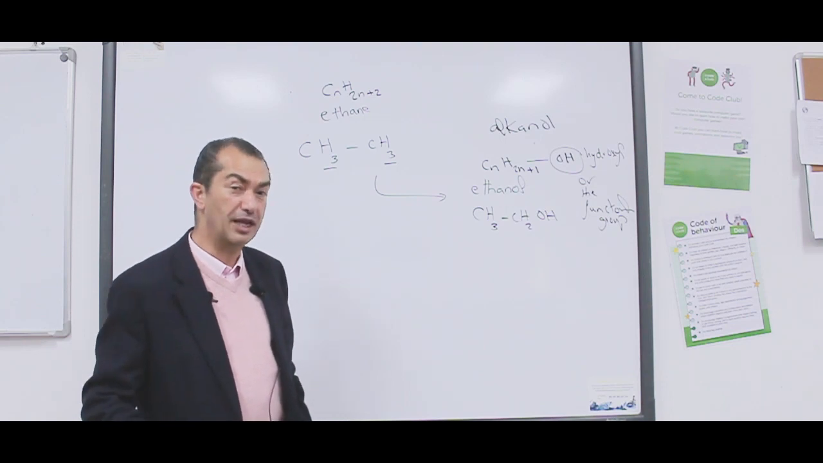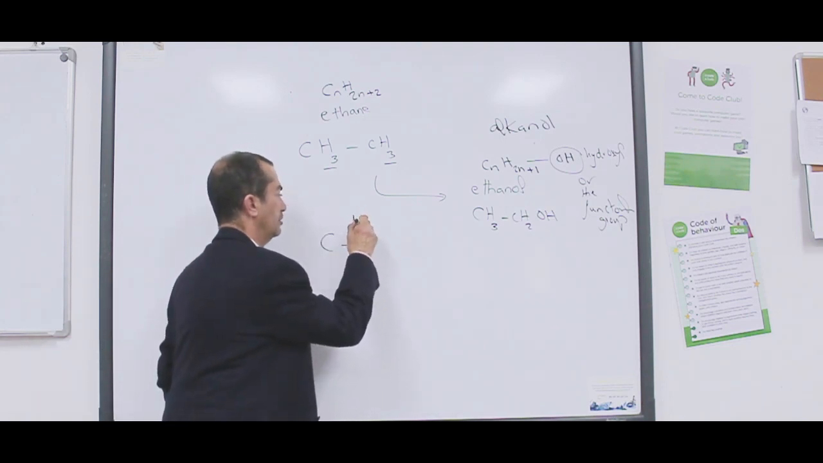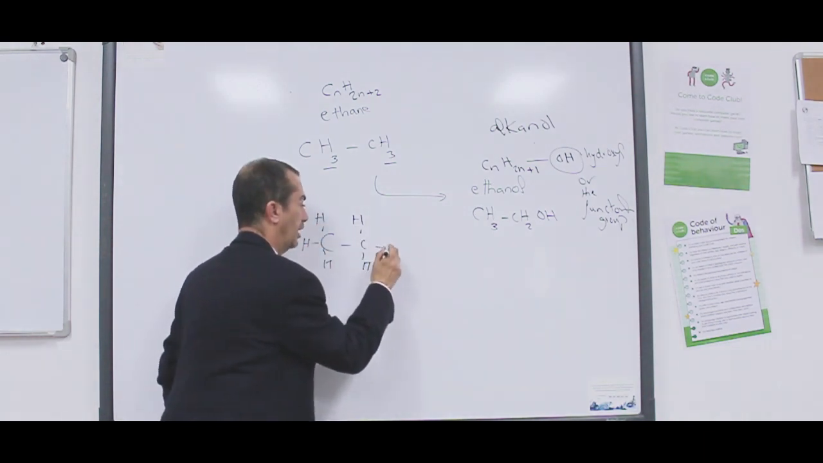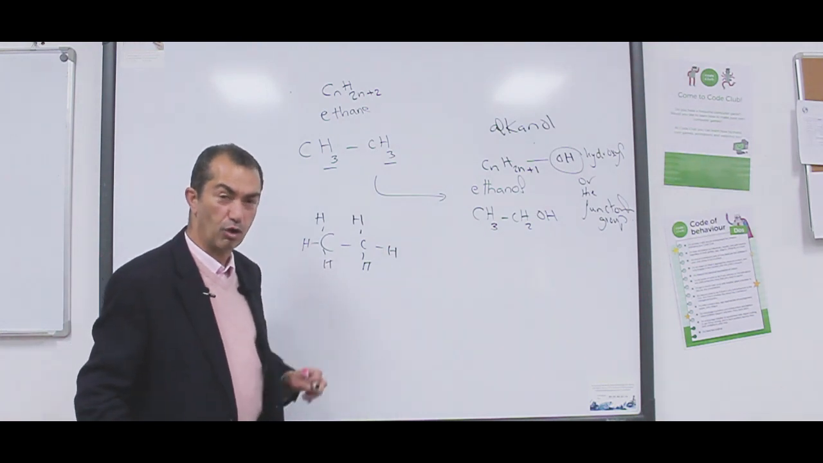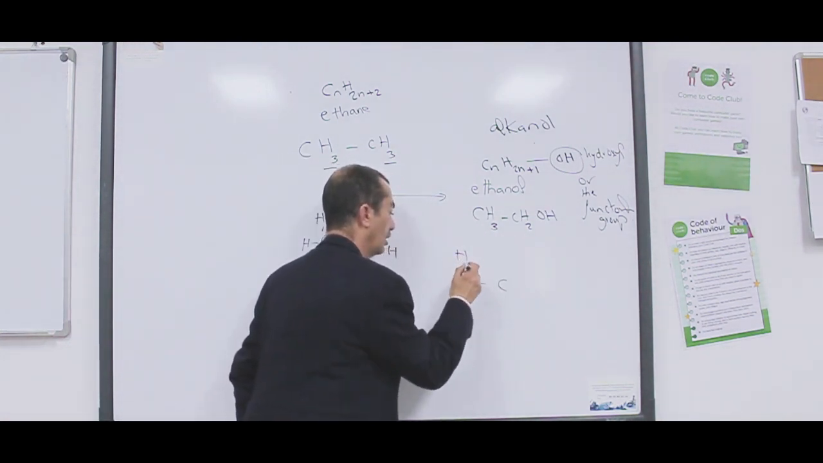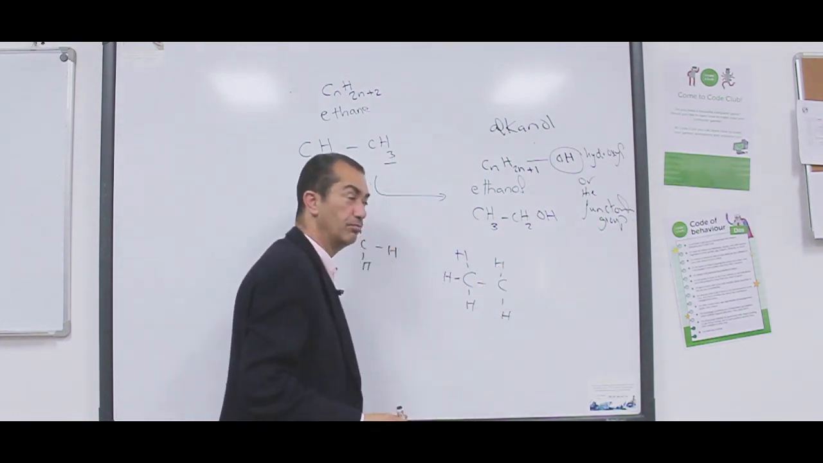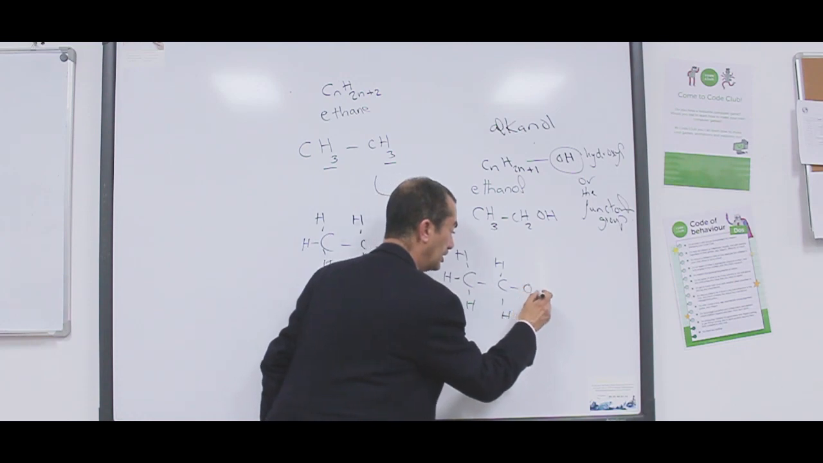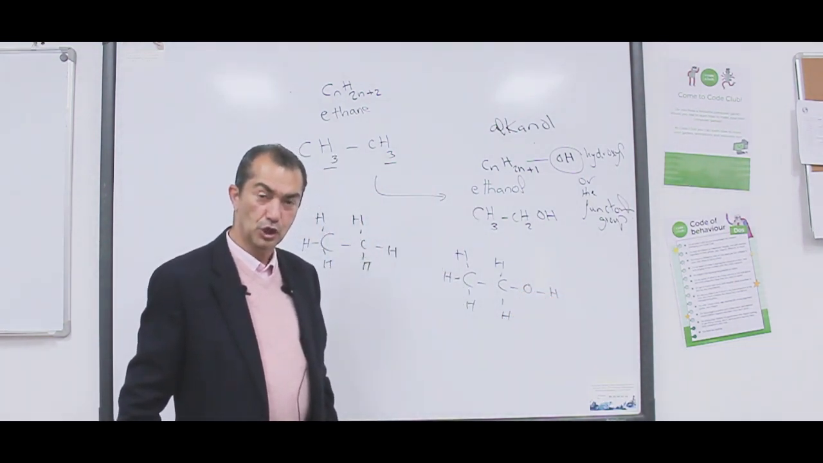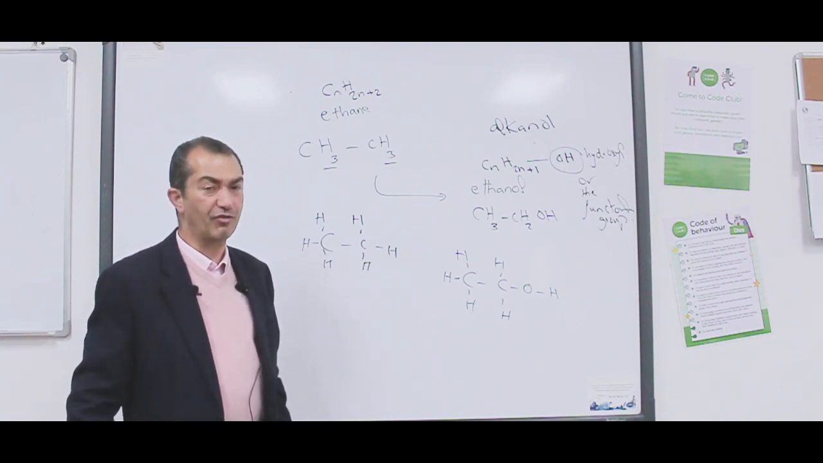What about the display, the drawing of the molecule? So this is ethane. How can you convert it into ethanol? By removing a hydrogen atom and placing OH instead of it. So this is ethanol. I'm going to do the same thing on the rest of the family.